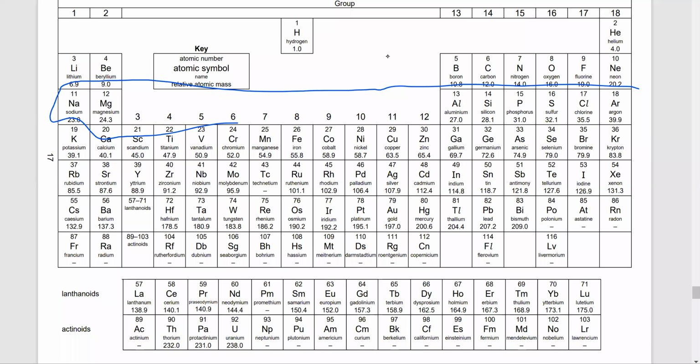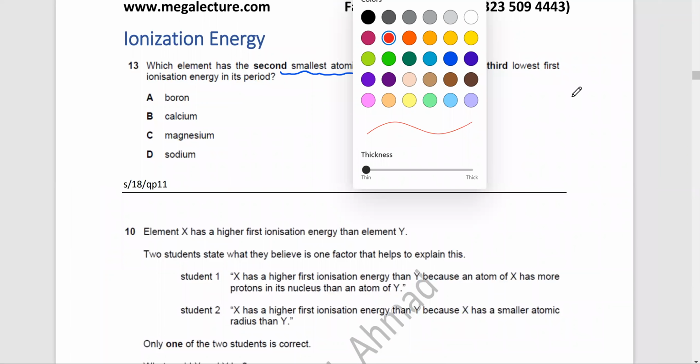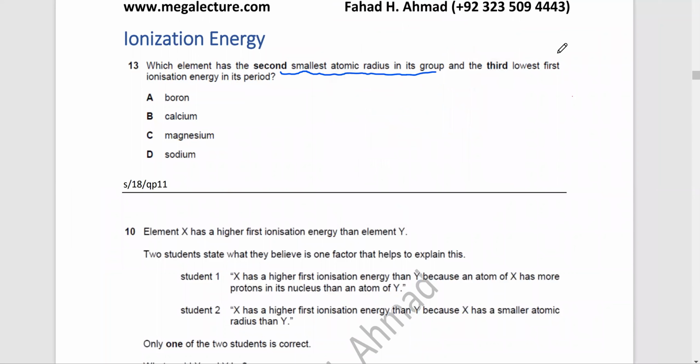In this area, okay, second smallest atomic radius. So we're looking for the second smallest atomic radius. And the next part he's asking for is that it has the third lowest first ionization energy in its period. So the third lowest ionization energy in the period.